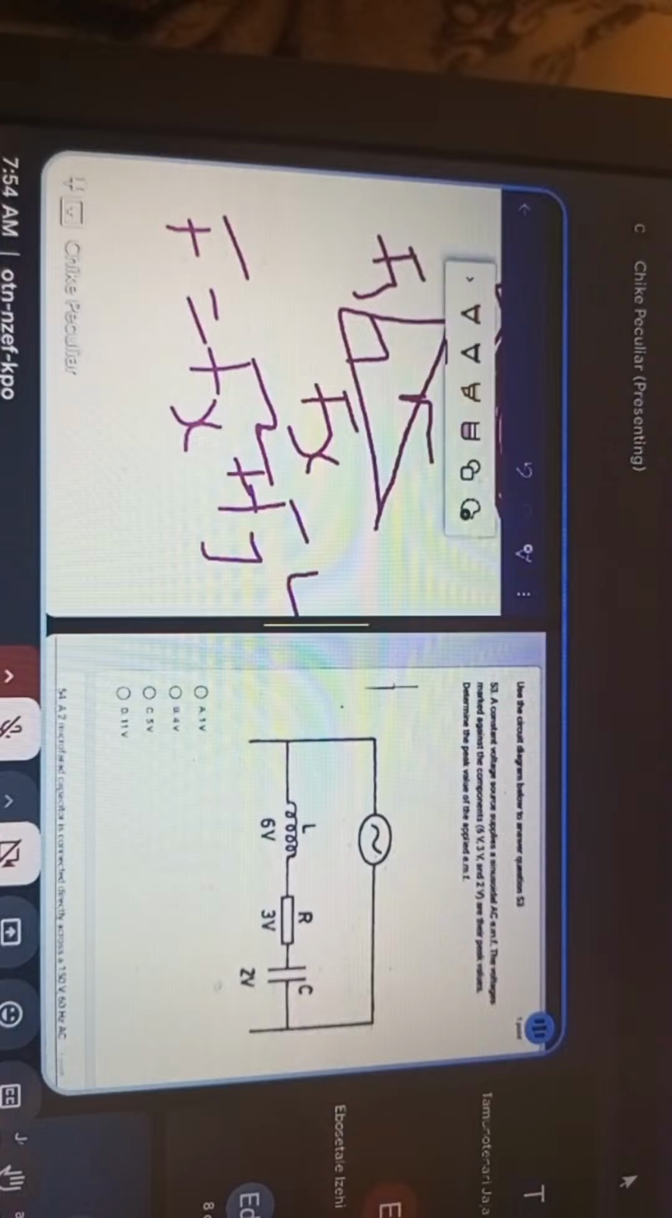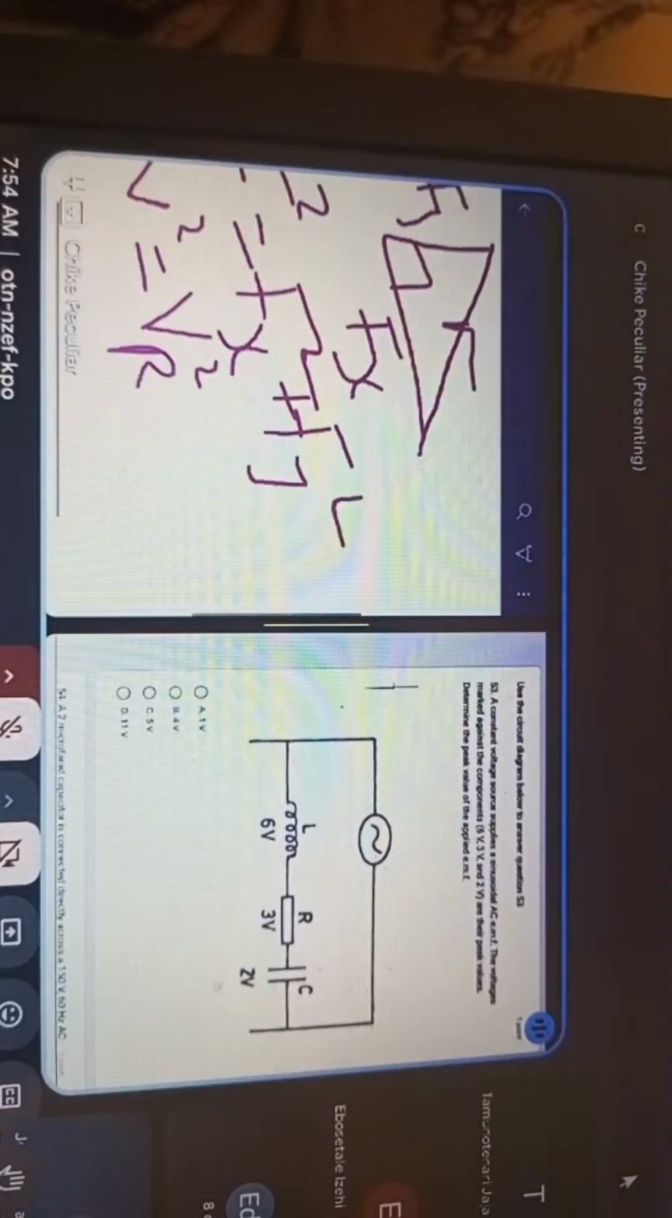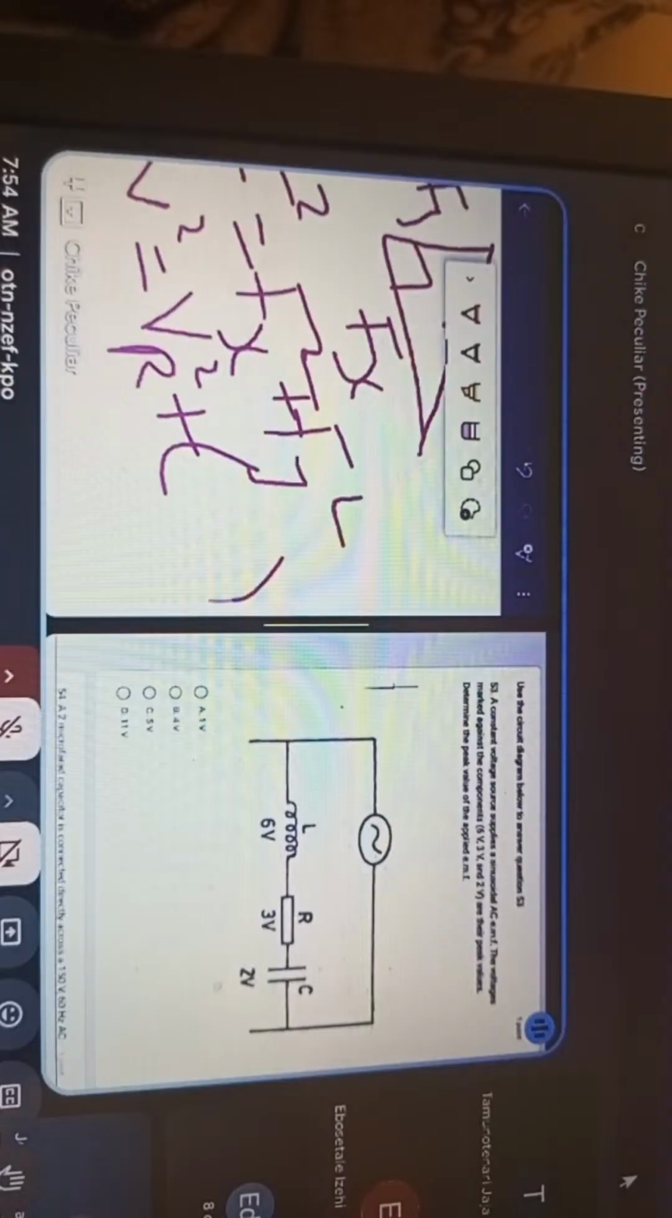So the effective voltage, this is the resultant squared. So it's going to be voltage squared. Now the resistor is on its own, so it's going to be the voltage flowing through the resistor squared, plus, since the inductor and capacitor are working in opposite directions, what you square is the voltage flowing through the inductor minus the voltage flowing through the capacitor, squared.